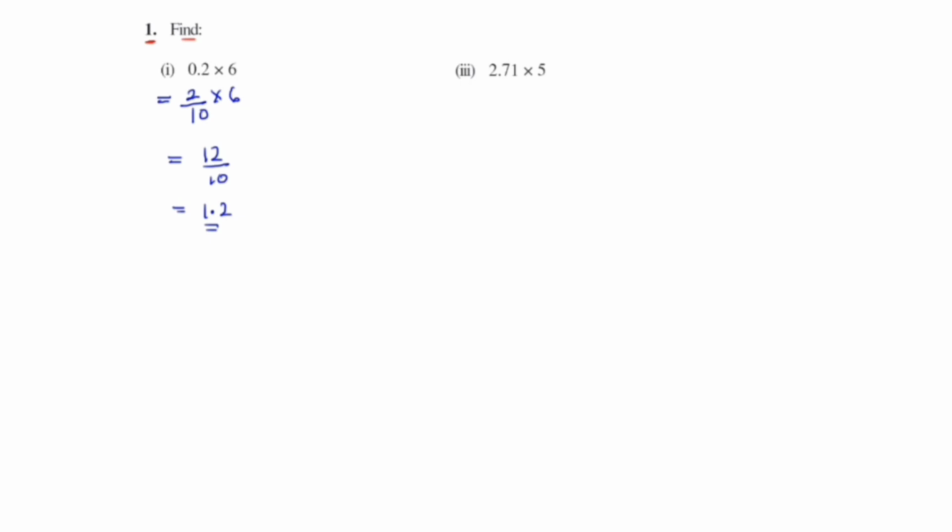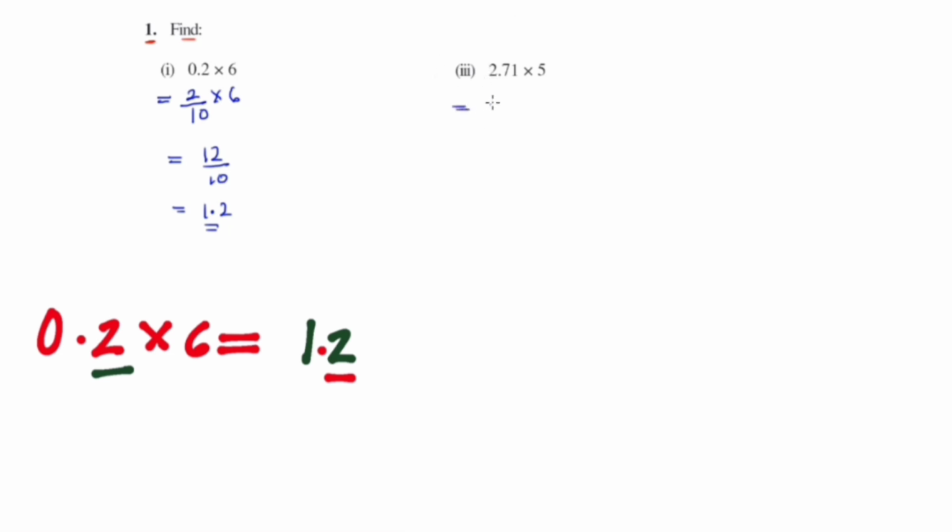You just need to take care of how you convert 0.2 into a fraction. Also, if you know directly how to do it, just do the normal multiplication ignoring the decimal point. We will write 6 twos are 12 and we will put the decimal by counting the digits. This is also a way that you can do this question. I am also showing it here. Clear? Now moving to question number 3.